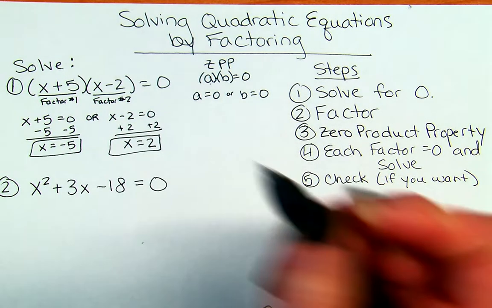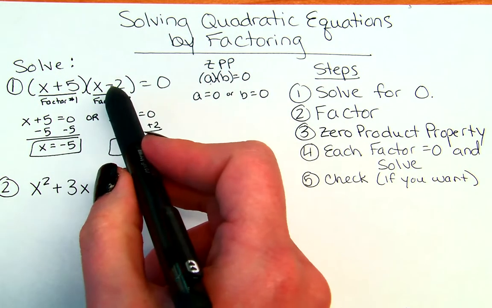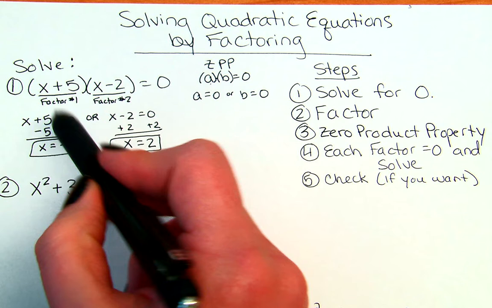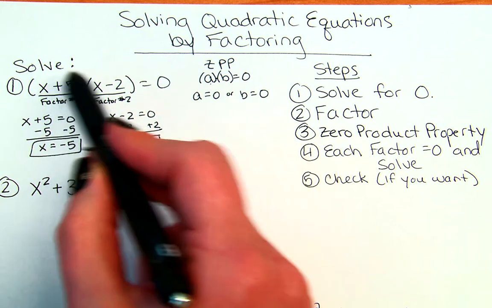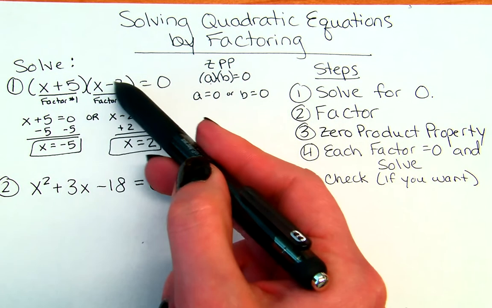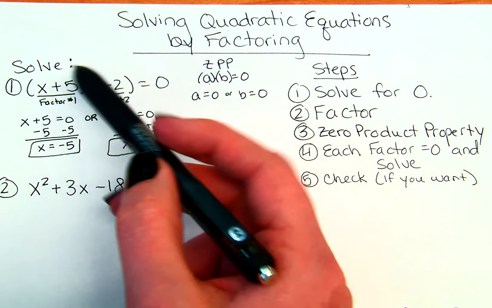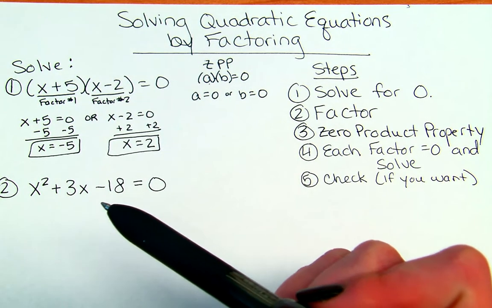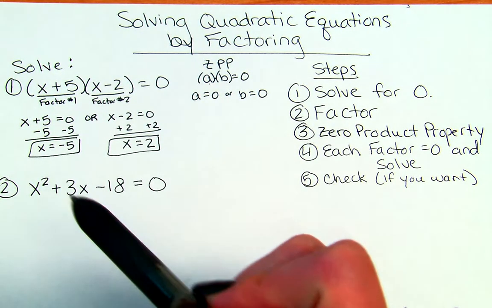All right. So you can check by plugging in or using your graphing calculator. So negative 5 plus 5 is 0 times negative 7 is still 0. And then 2 minus 2 is 0 times positive 7 is still 0. So let's take a look at the next example.